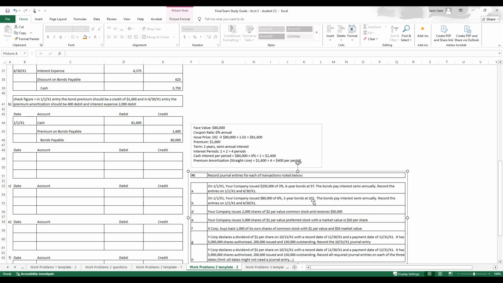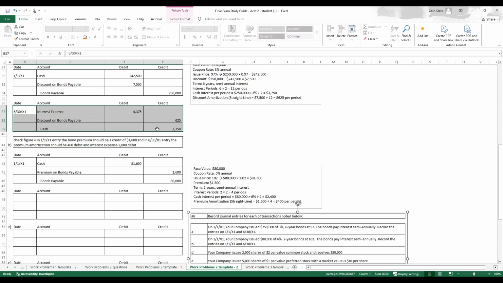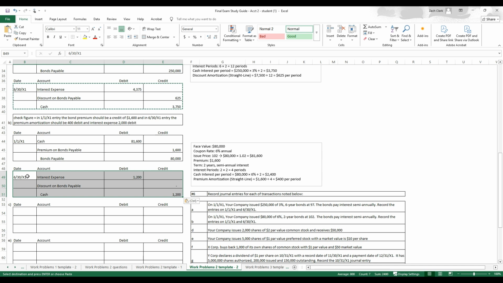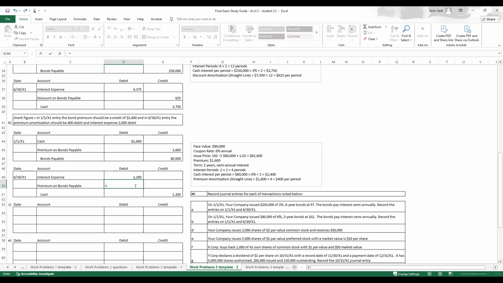So now we want to record the entries. That was our first entry. And then I'm going to, again, copy this in, use it as a starting spot, change this to premium on bonds payable. And now it's going to be a debit, right? We're whittling this down. It was a credit to start, so we whittle it down with debits. And we just need to know how many times it's going to be paid. So it's a 2-year bond semi-annually, so 4 payments are going to happen. So we're going to get $400 per period.